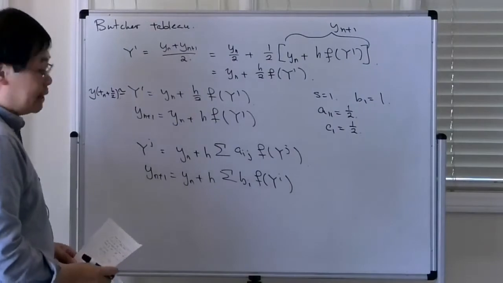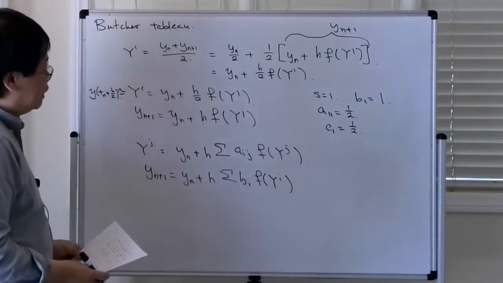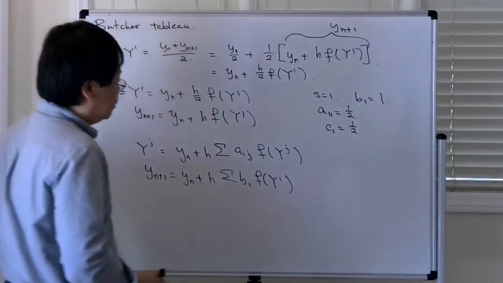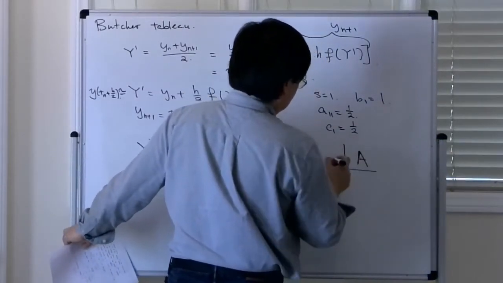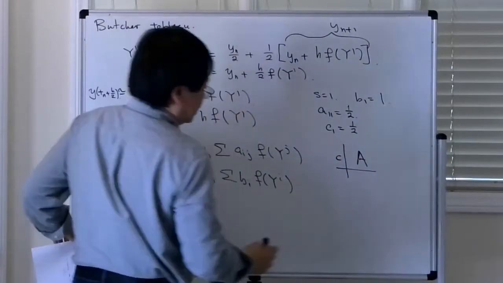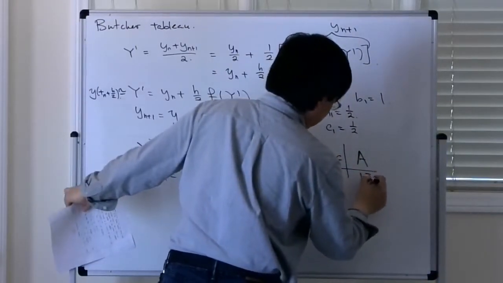Okay, so now you're ready to put everything together into the form of a Butcher tableau. And again, as a reminder, a Butcher tableau looks like a matrix A with a vector c and a row vector b transpose.